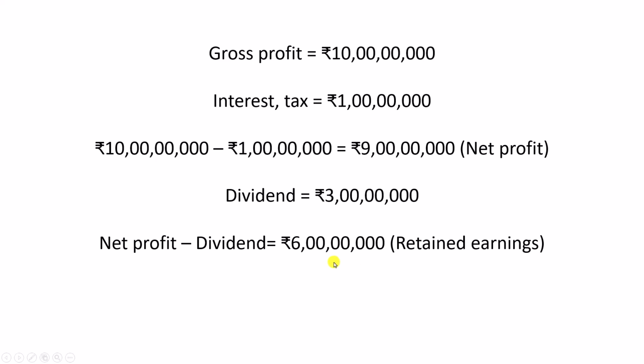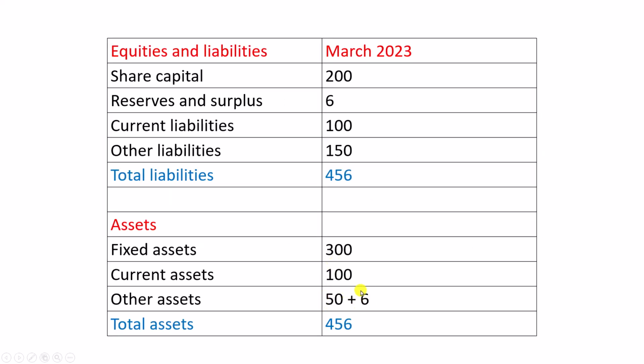Okay. So this 6 crore rupees is shown in other assets. Other assets was 50 crore rupees, plus 6 crore rupees. 6 crore rupees is the retained earnings. It will be showed here. This 6 crore rupees will be in the form of cash in the bank.